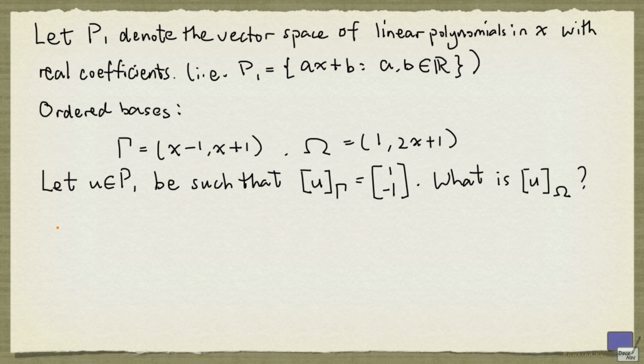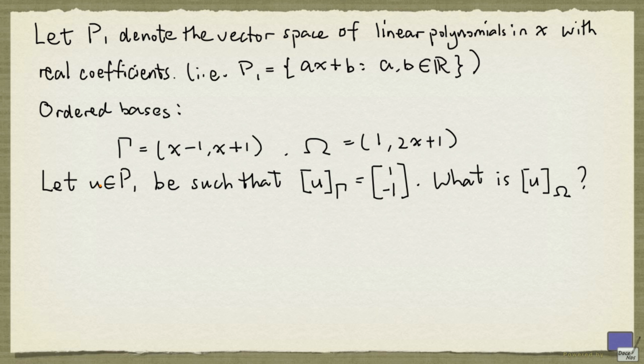We're going to look at change of basis matrices. Let's first look at the following example. Let P1 denote the vector space of linear polynomials in x with real coefficients. That is, P1 consists of all the vectors of the form ax plus b, where a and b are real numbers. And suppose that we are given two ordered bases for P1. Gamma is x minus 1, x plus 1, and omega is 1, 2x plus 1.